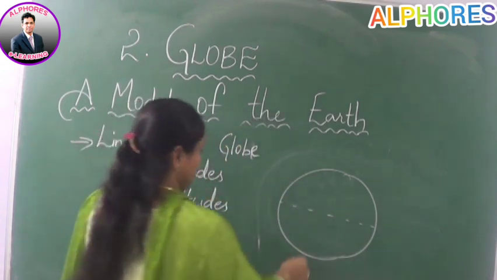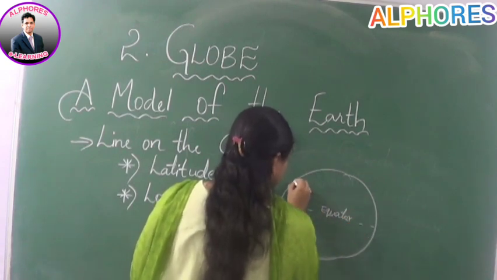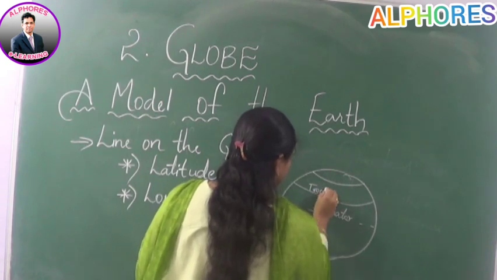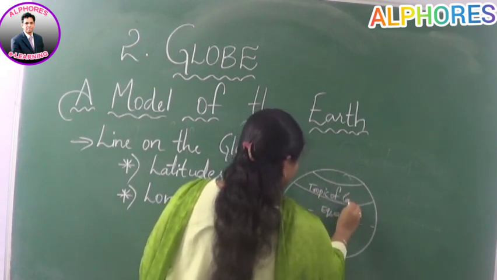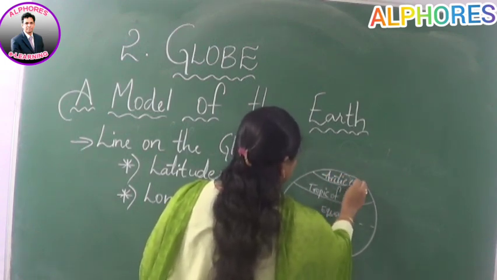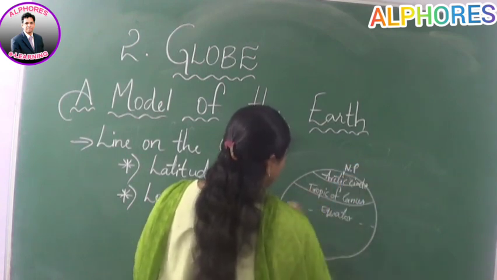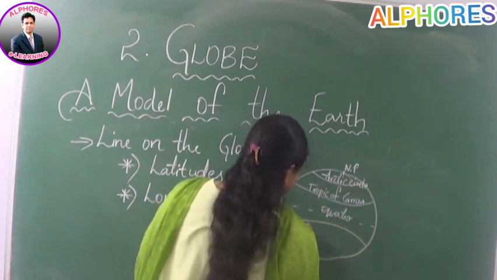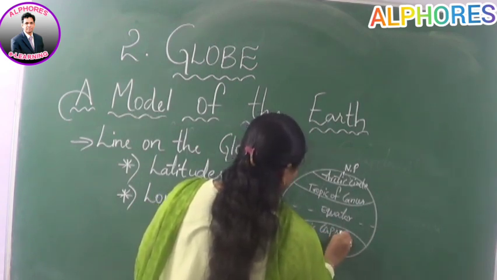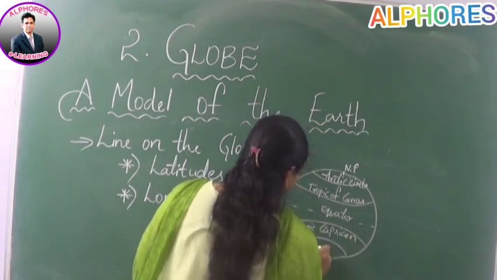Dotted lines symbolize the equator, right? Tropic of Cancer, and this is the Arctic Circle. As you all know, this is in the North Pole. And next, coming to here, this is the Tropic of Capricorn. And this is nothing but the Antarctic Circle.